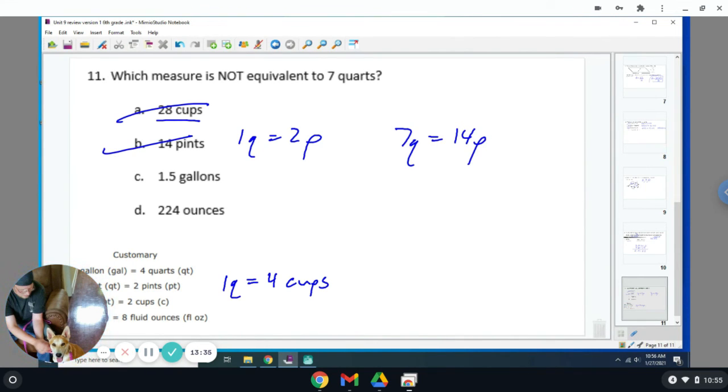Okay. And then finally, 1.5 gallons. So we're trying to change it to quarts. So 1 gallon is 4 quarts. And you're trying to figure out if that equals 7 quarts. So what you're going to do is multiply 1.5 times 4. And that's 6 quarts. So this is the answer.